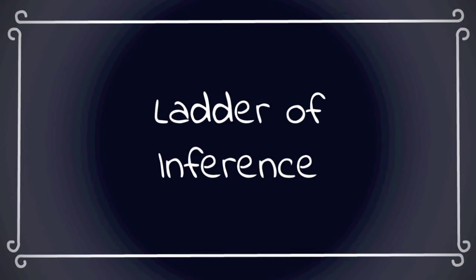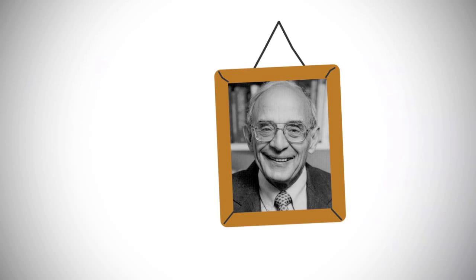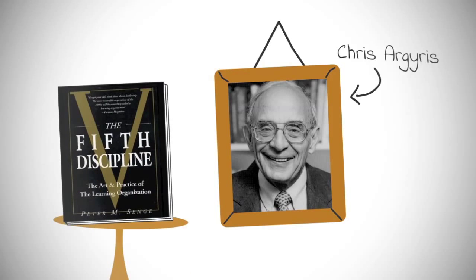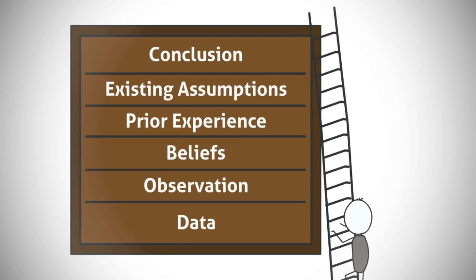You can do this by using a method called the ladder of inference. It's a system which was first developed by psychologist Chris Argyris way back in 1970 and popularized in Peter Senge's book, The Fifth Discipline. The ladder of inference is a way of describing how you move from a piece of data, such as a comment or something you have observed, through a series of mental processes to a conclusion.